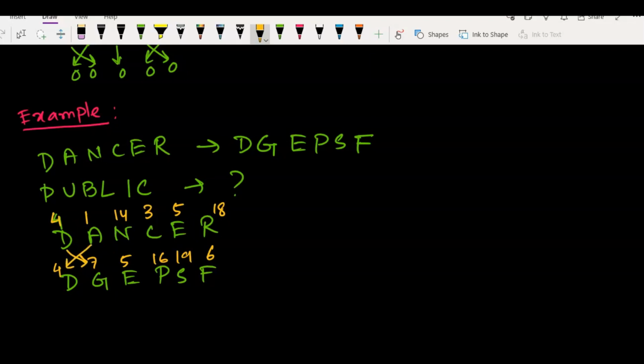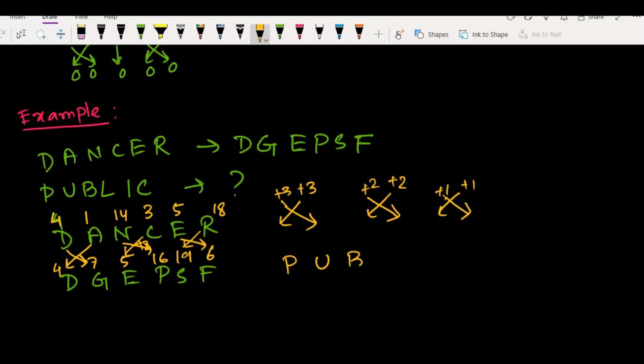Then 14 goes to P, so we have here plus 2, and here we have plus 2, and 3 goes to 5, that is also plus 2. Then 5 goes to 6, here is plus 1, and 18 goes to 19, here is plus 1. So we first get plus 3 and plus 3, then we get plus 2, and then we get plus 1, plus 1. So we have here public.